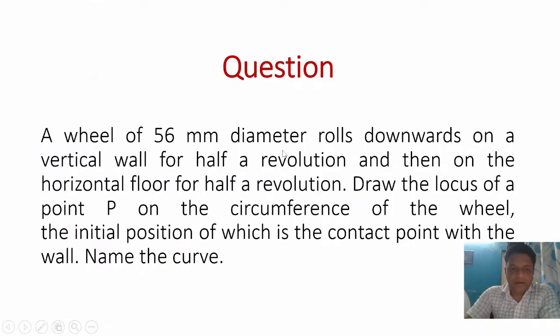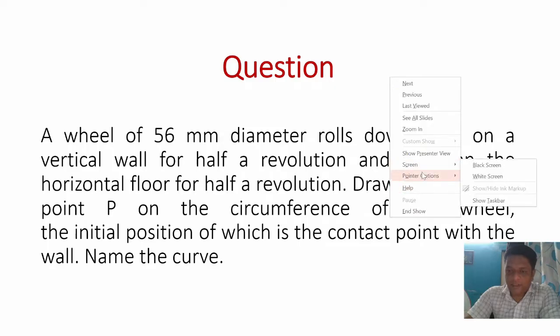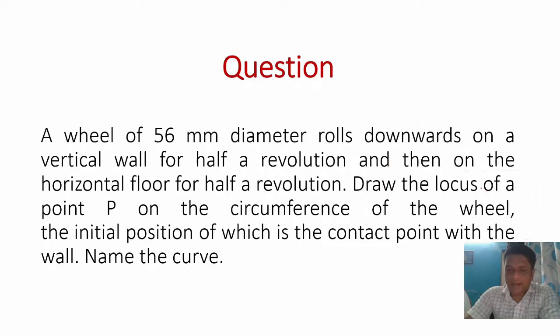The question is that a wheel of 56 mm diameter rolls downwards on a vertical wall for a half revolution. Always keep a practice of underlining important words in your question paper. A wheel of 56 mm diameter, so dimensions are given, rolls downwards on a vertical wall. So it is a vertical wall, not horizontal, for a half revolution, and then on the horizontal floor for a half revolution.